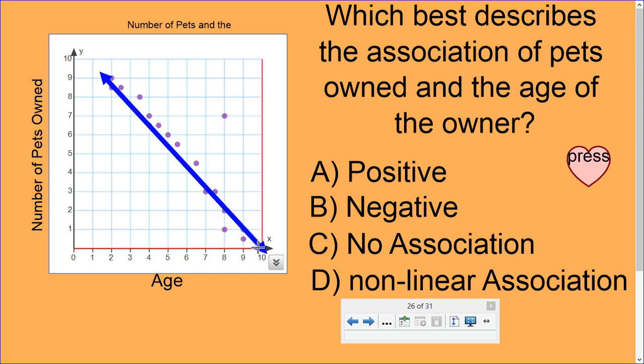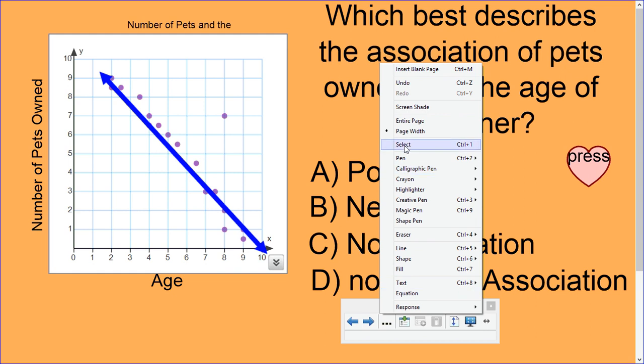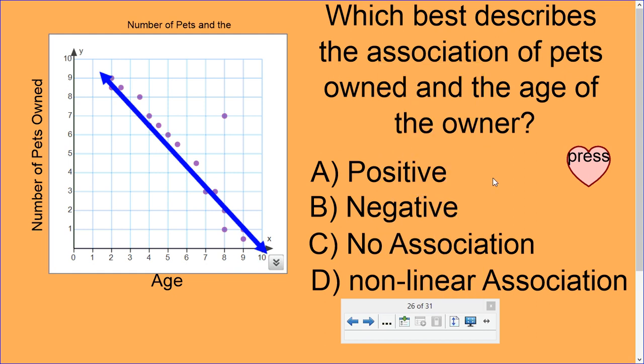Some of them would hit. And notice how some of them are almost exactly on the line. A couple are below. So the line is going downwards. So I would say this one is definitely a negative association. So let's get back my select. So I would say B, negative. And that's correct.